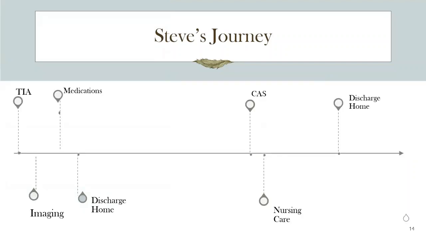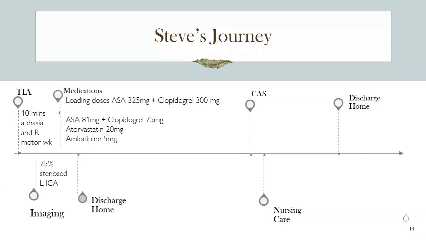So Steve's TIA event lasted 10 minutes with aphasia and right motor weakness. His initial CT head was negative. CTA showed stenosis of the left internal carotid artery, and follow-up Dopplers revealed a 75% stenosed left ICA. In terms of medications, he was loaded with aspirin and Plavix, and then started on a dual antiplatelet regime of aspirin 81 milligrams and Plavix 75. He was also on Lipitor and Norvasc.